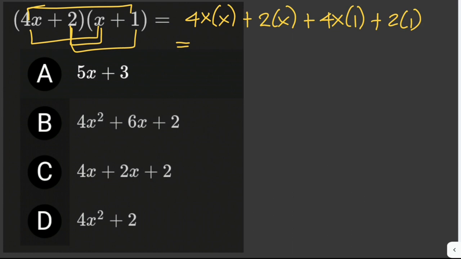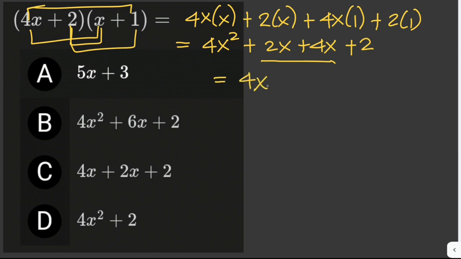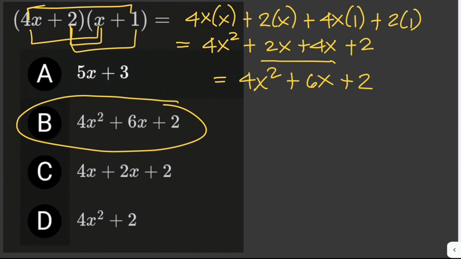So we can simplify that. 4x times x is just 4x squared plus 2x plus 4x plus 2. And then we can group like terms. We have here 2x and 4x. So we can just add them up. So this is just equal to 4x squared plus 6x plus 2. So the answer here is letter B.